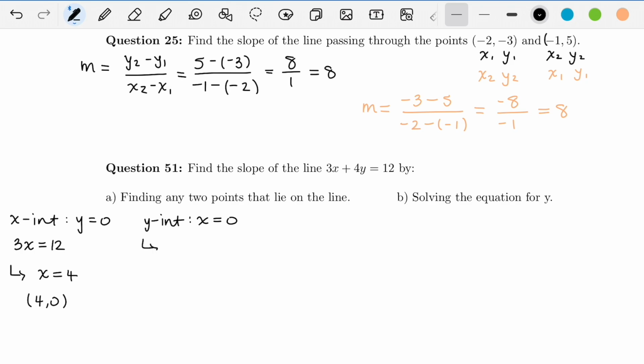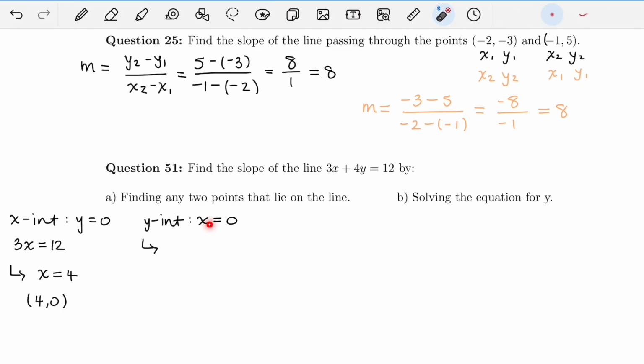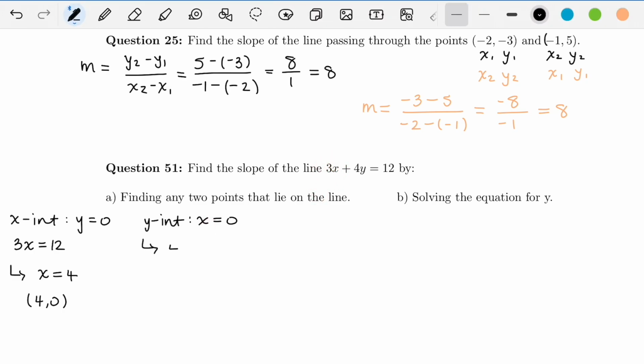Now on the other hand, for our y-intercept here, we're going to set x equal to 0, so this whole term will go away. We'll get 4y is equal to 12, which tells us y is going to be equal to 3. So our y-intercept is going to be 0, 3.